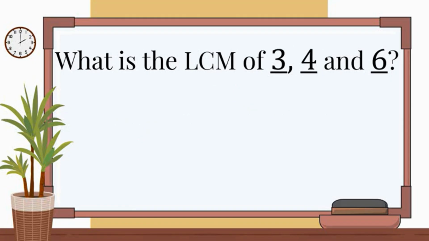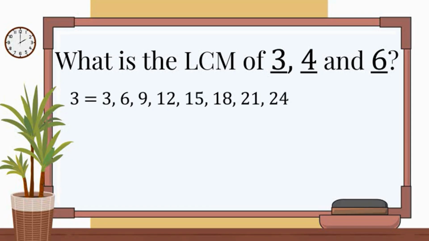What if you're asked to find the LCM of 3 numbers? Let's find the LCM of 3, 4, and 6. The steps are still the same, except we will find multiples of 3 numbers instead of 2. First, we will find the multiples of 3. 3, 6, 9, 12, 15, 18, 21, 24, 27, and 30.